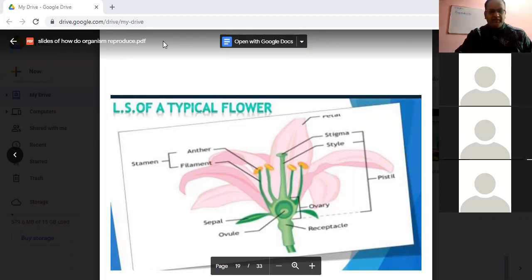Then Saloni of 10B. Saloni, you can unmute yourself and briefly discuss the LS of a typical flower, which we have discussed now. Saloni.